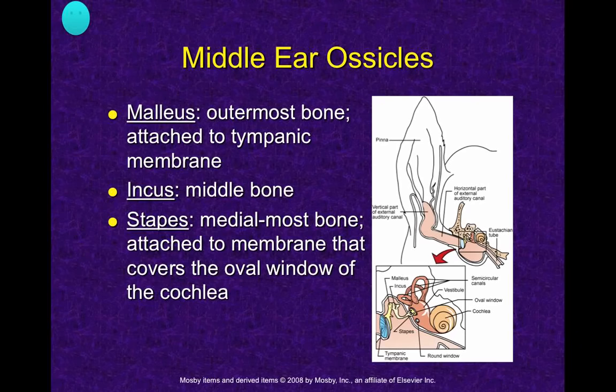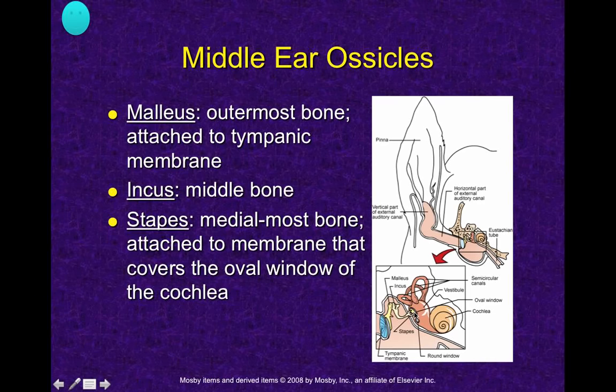The malleus, so that bone is the outermost bone. It's attached to the tympanic membrane. The incus, so you've got your malleus, okay, attached to the tympanic membrane. This would be a really good image to know, just saying. And your incus is the middle bone. And then you have your stapes, which kind of looks like stirrups, okay, a little stirrup. It's the medialmost bone attached to the membrane that covers the oval window of the cochlea.